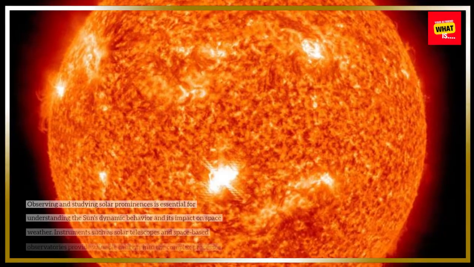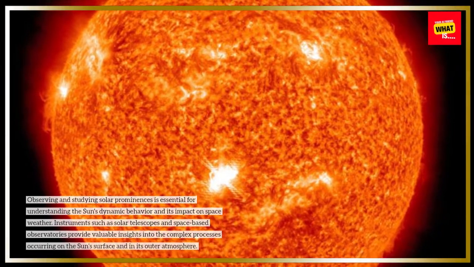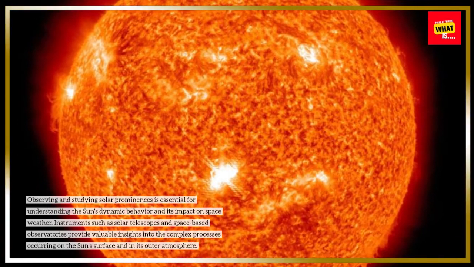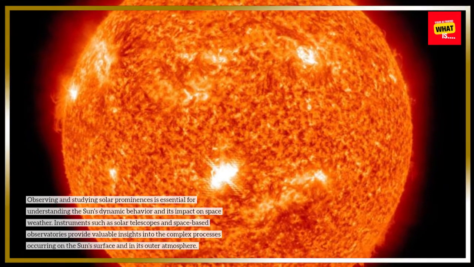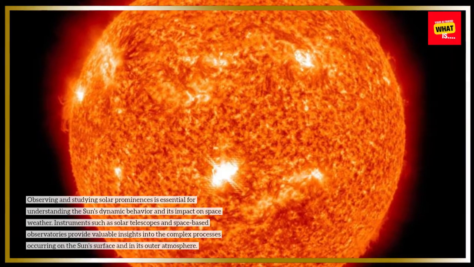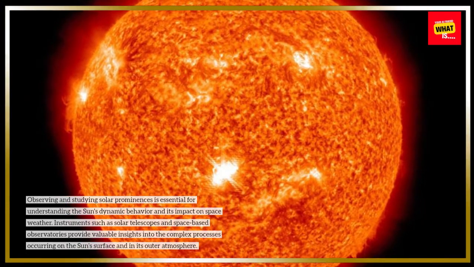Observing and studying solar prominences is essential for understanding the Sun's dynamic behavior and its impact on space weather. Instruments such as solar telescopes and space-based observatories provide valuable insights into the complex processes occurring on the Sun's surface and in its outer atmosphere.